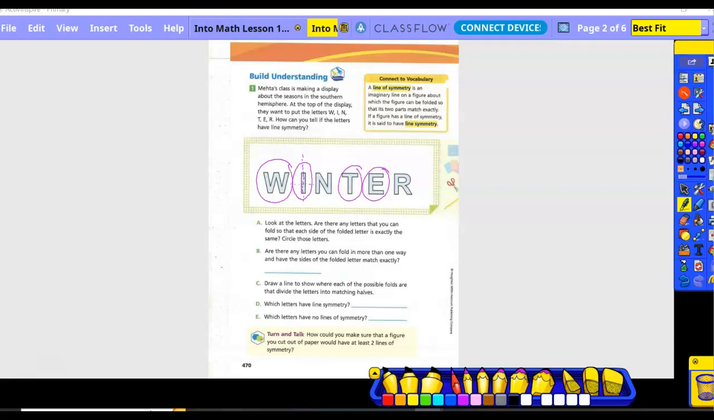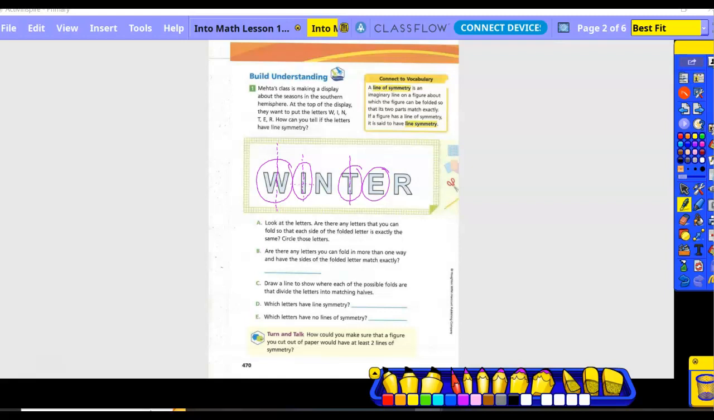Okay? Draw a line to show where each of the possible folds are that divide the letters into matching halves. So, W, would we have a vertical line of symmetry or a horizontal line of symmetry? Vertical, so up and down, right? Straight down the middle. Okay? And we said R would not. T, would it be vertical or horizontal? Vertical.